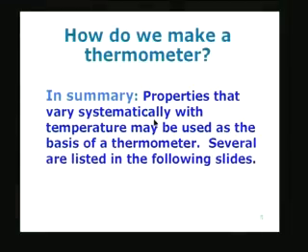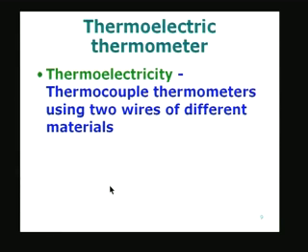And in summary, by looking at what we have discussed in the last 1 hour, we can immediately say that properties that vary systematically with the temperature may be used as the basis for any thermometer, in fact that is how we started the whole thing. Several are going to be listed below, and we will look at them one by one in the order of their importance, order of their applicability, and the order in which they are found to be used in practice.